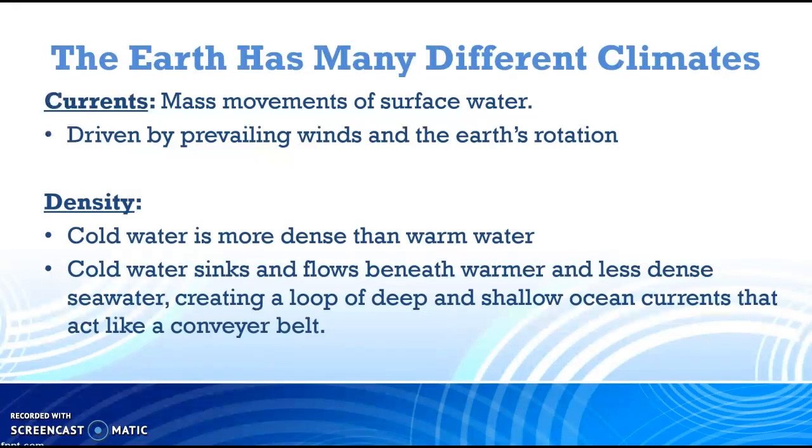To help this cycle, we have density. Cold water is more dense than warm water, so cold water is going to sink and flow beneath warmer and less dense seawater. This creates a loop of deep and shallow ocean currents that act like a conveyor belt. The shallow is the warm, the deep is the cold.